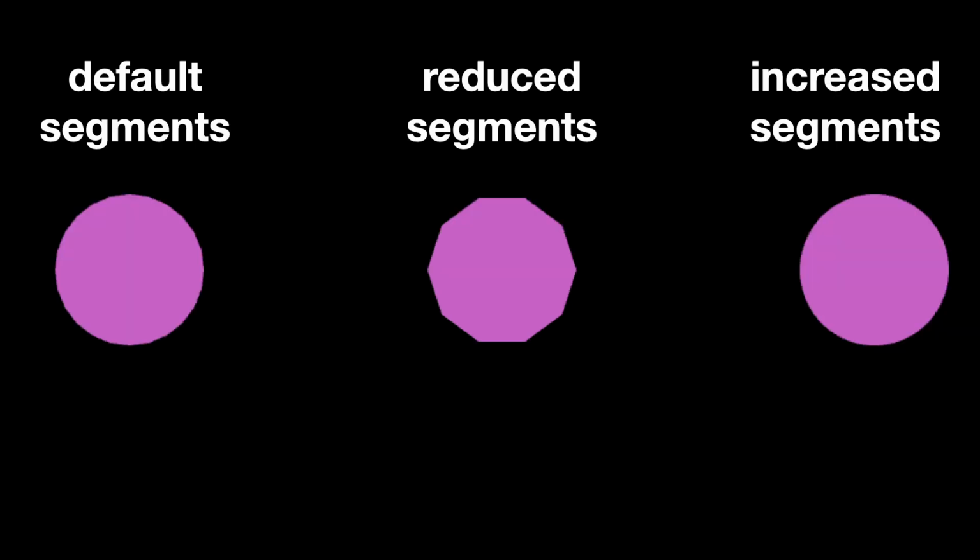Here are the three circles next to each other. Each circle is anti-aliased, but has a different amount of segments used. You can apply this in your Pyglet games.